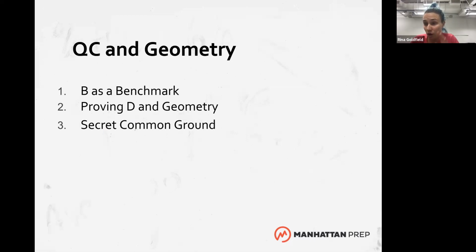So the first application that I want to think about is this idea of B as a benchmark. We're going to see this in action, but what I mean by that is on a lot of these questions, quantity A is something to solve for, or it's a bunch of words, and quantity B is a number.